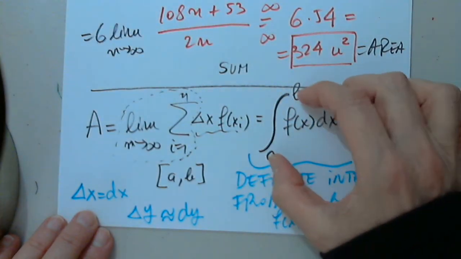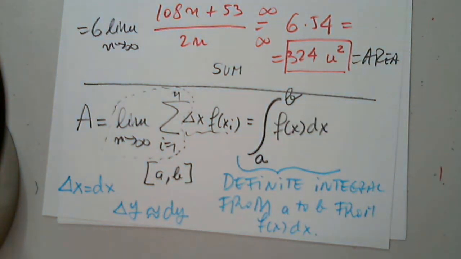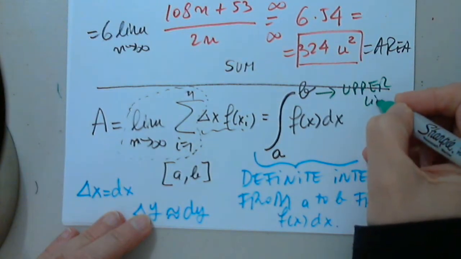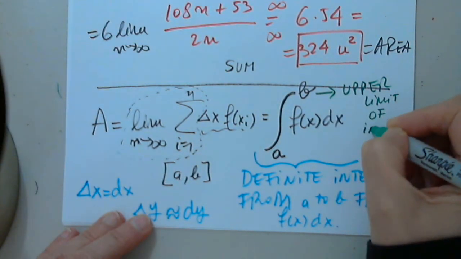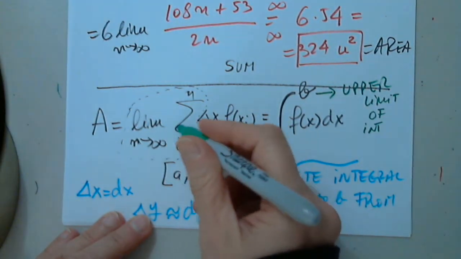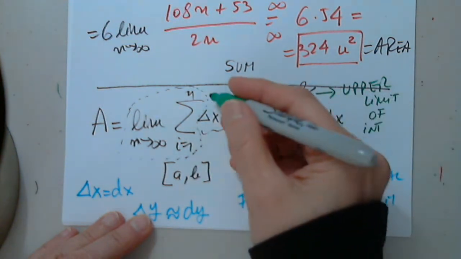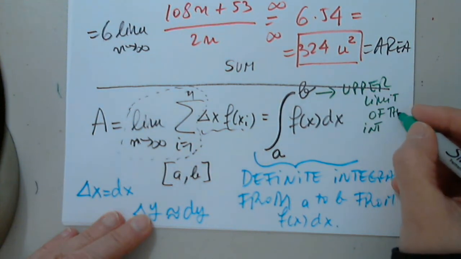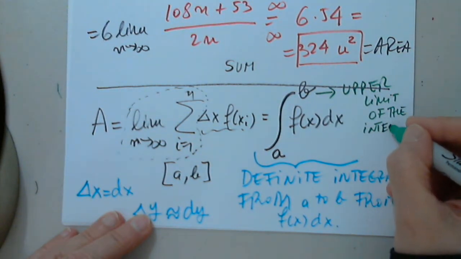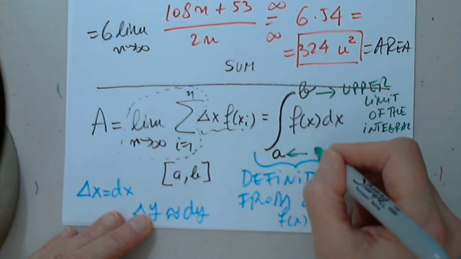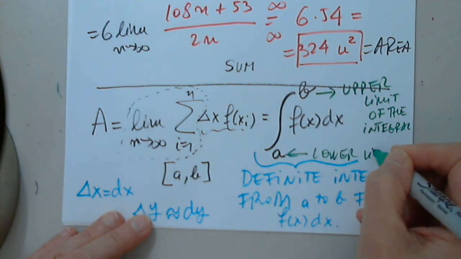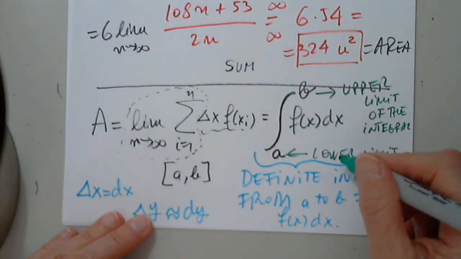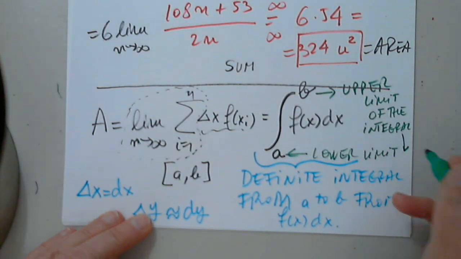Definite because it has limits of integration. This is the upper limit of integration. Here was the lower limit of the summation, and the upper limit of the summation. The upper limit of the integration of the integral, and this is the lower limit. Not lim, but the starting point, if you want, lower limit of the same thing.